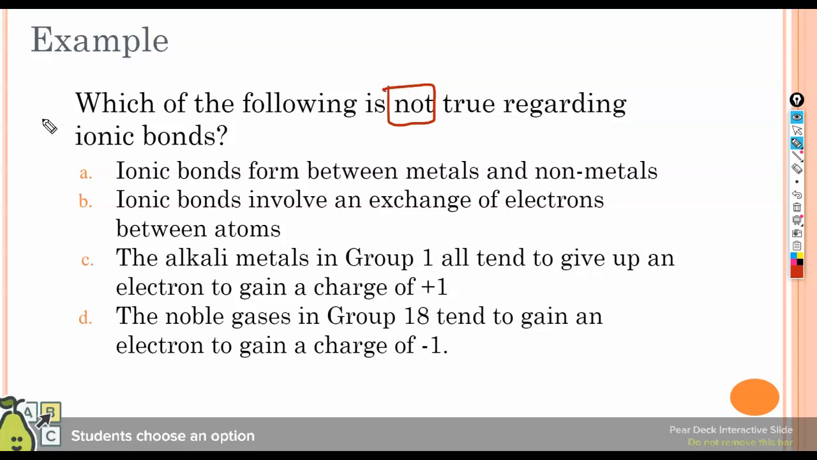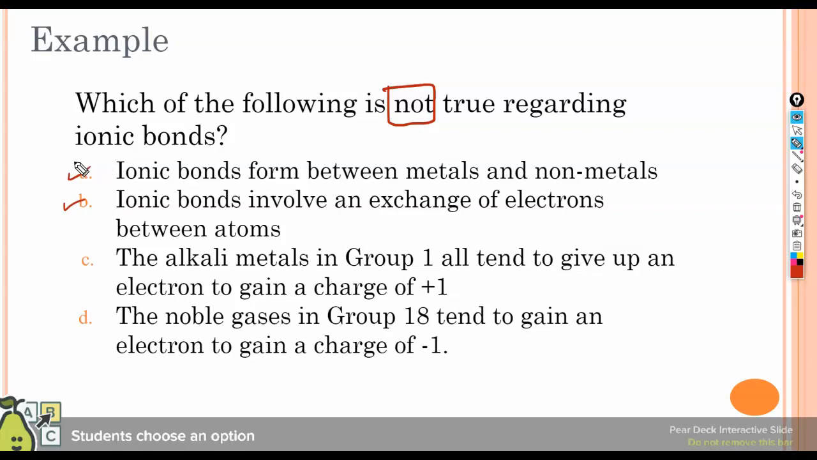Okay, so A says ionic bonds form between metals and nonmetals. That is a true statement, okay, because you have to have something gaining an electron and something losing an electron, so that's why it has to be one metal and one nonmetal. B says ionic bonds involve an exchange of electrons between atoms. That is also true because you have electron swapping.